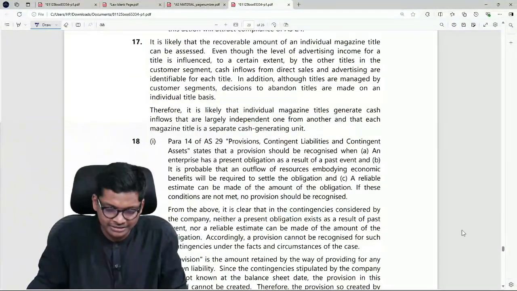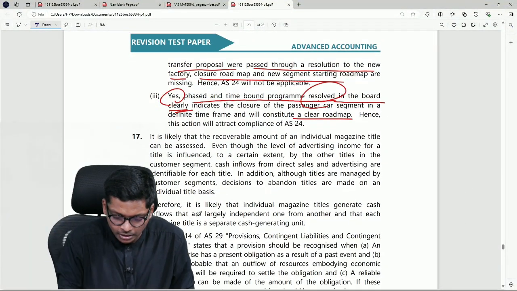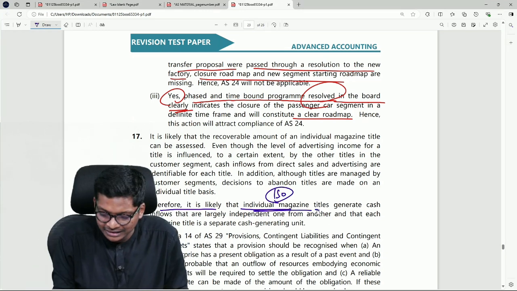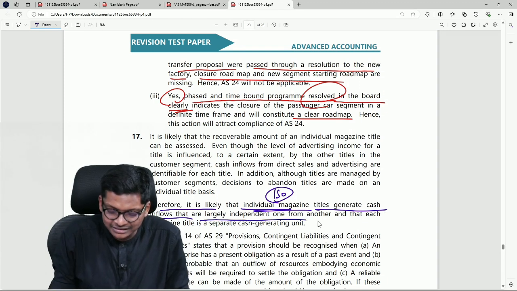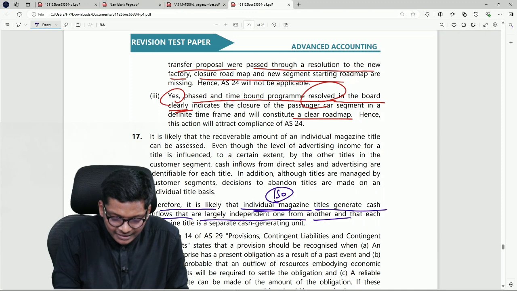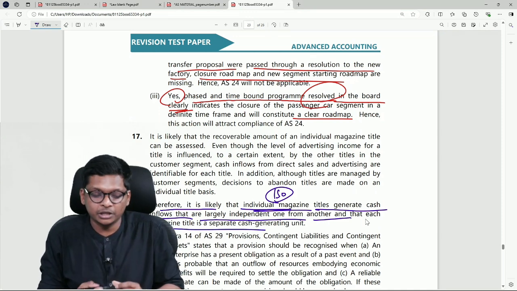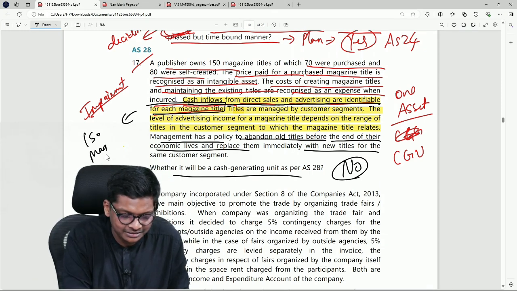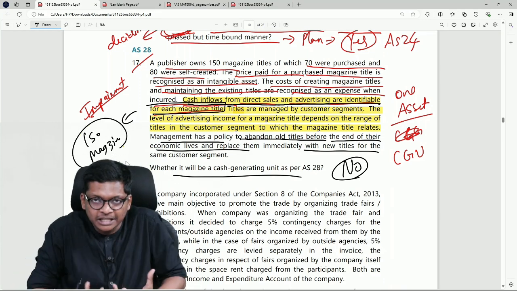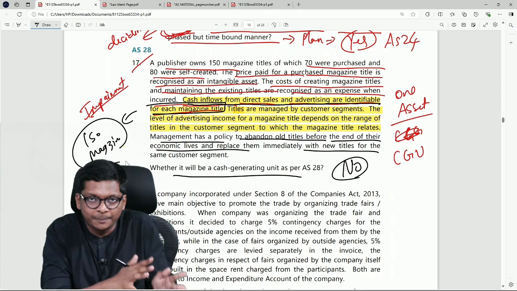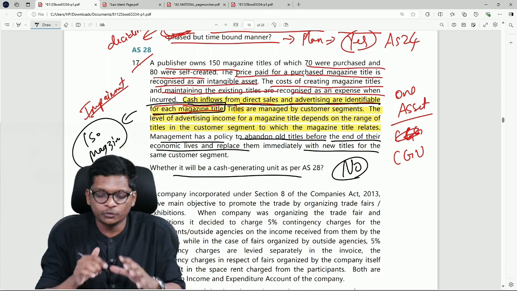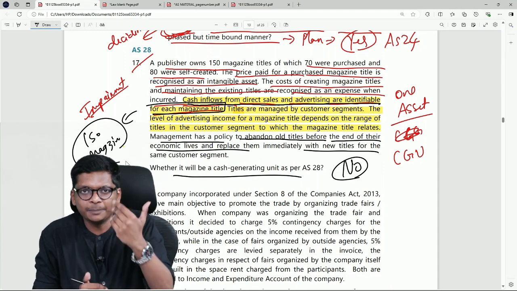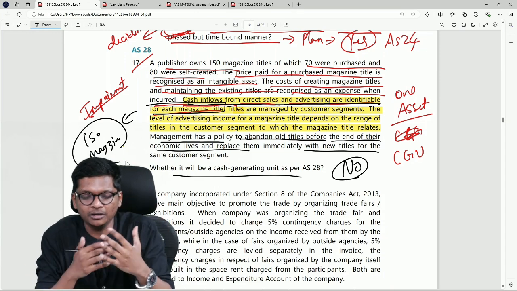Why, sir, is this not a CGU? Simple. Look at this. It is likely that each individual title in these 150 can generate cash flows that are largely independent of the others, and therefore each magazine title is a separate cash generating unit. What they are trying to say is that in these 150 magazines, each magazine by itself can generate cash flow separately, not dependent on the others. Therefore, it is not one CGU. If a scenario comes where everything works together, and all magazines are part of one package, then it becomes one CGU, because then they are dependent on each other.